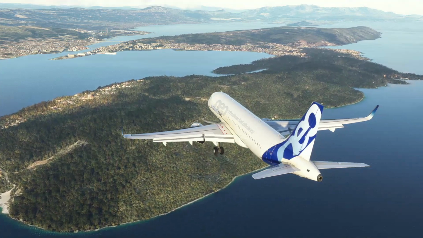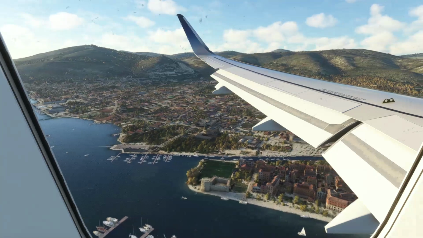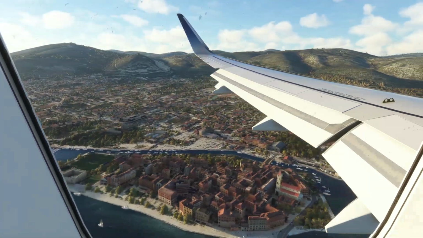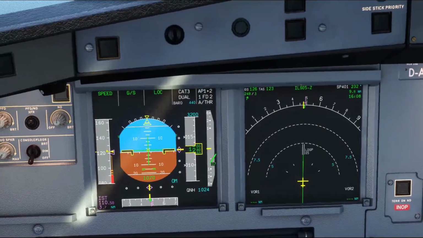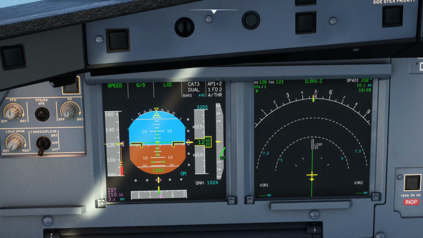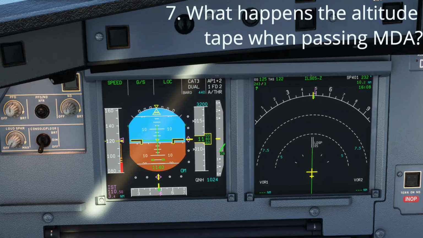Question number 7 then has us on final approach to Split in Croatia, and for this question we're looking at the minimums required. For this Cat 1 approach, the minimums are 440 feet. That is our minimum descent altitude as shown here on the primary flight display. Question number 7 then, what happens to the altitude tape when it passes the minimum descent altitude?